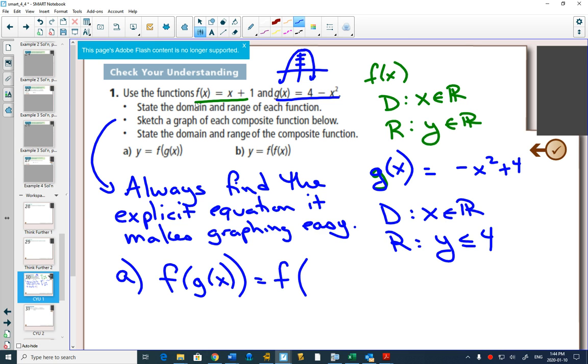What is g of x? It's 4 minus x squared. Right? What did I do? I replaced the g of x with 4 minus x squared because that's what g of x is equal to. And now I have f of 4 minus x squared.